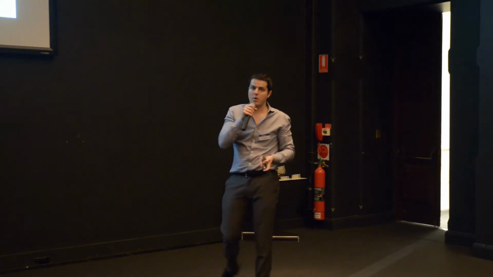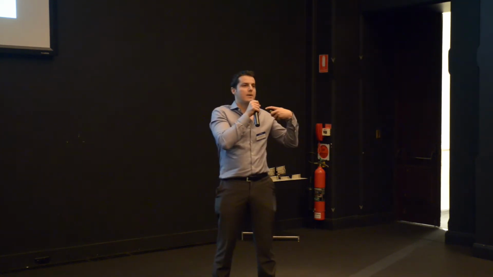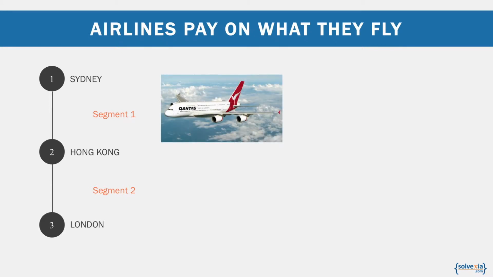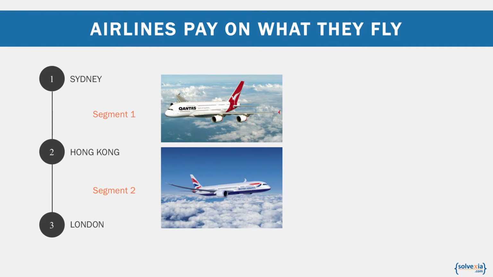And it's slightly more complicated as well. If you think of that trip to London that I was talking about, that's got two segments, from Sydney to Hong Kong and then to London. And imagine, and I'm sure everyone's been on this sort of trip before, where you buy a ticket from Qantas and you turn up to the airport and it's a different airline flying you. So you go to Hong Kong with Qantas, and then you get on a British Airways plane and fly to London.